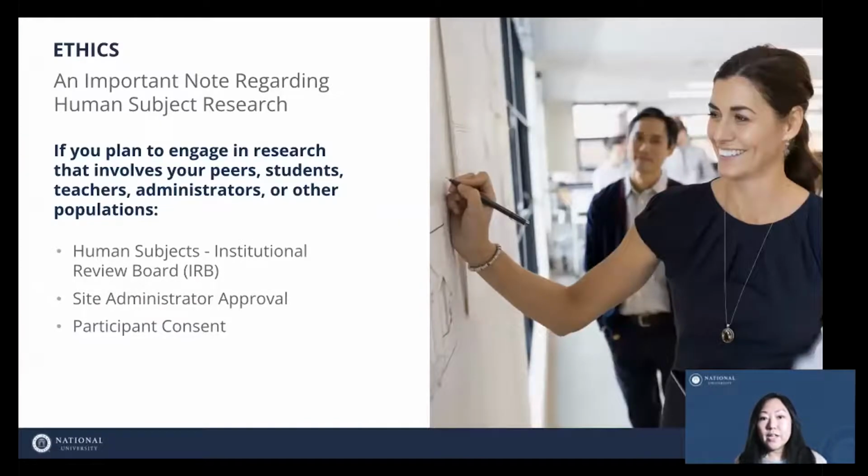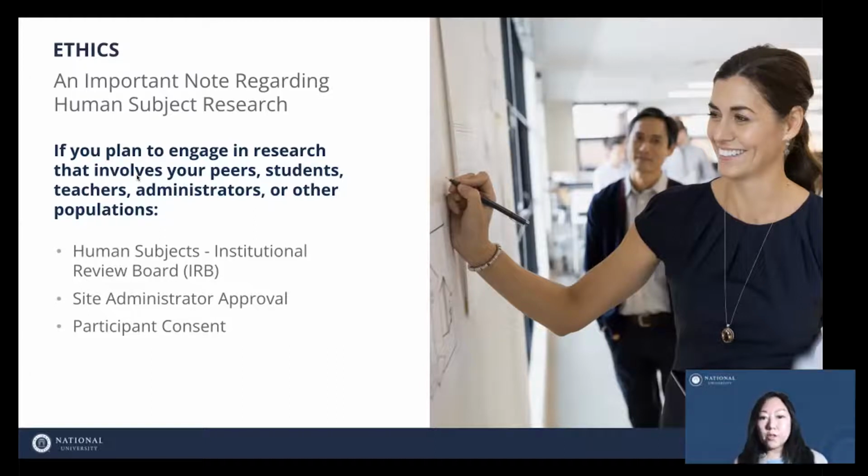Before we start, it is important to note that if you engage in research that involves students, teachers, administrators, or other populations, you must receive written site administrator approval of your research project, as well as parent and child consent in writing for their individual approval.